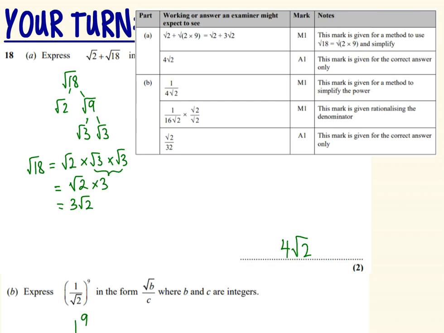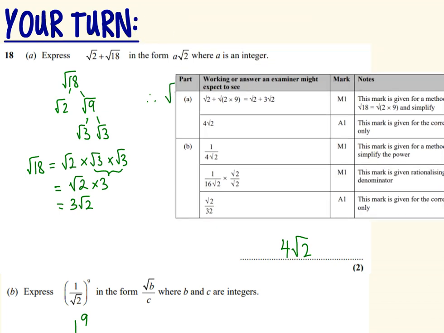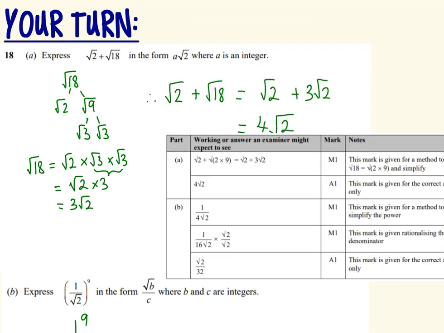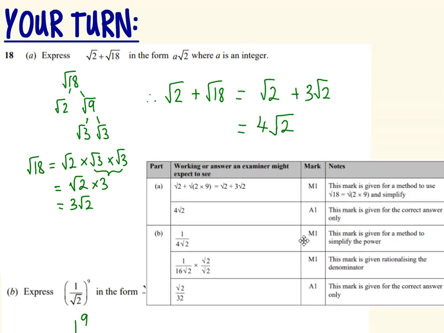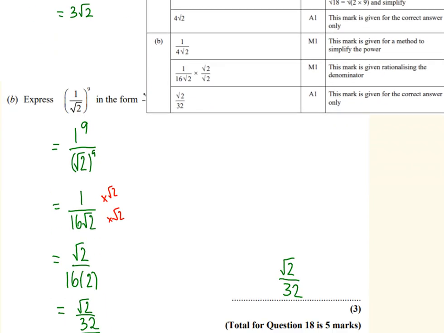Okay, so here is the first question. Again, I've put the mark scheme so we could just have a look at where those marks come from. Our first mark then is given for a method to simplify root 18. So we're going to get our first method mark over here for simplifying. Okay, and then our accuracy mark comes from getting the final answer at the end. So using our simplified surd and then collecting those surds together.